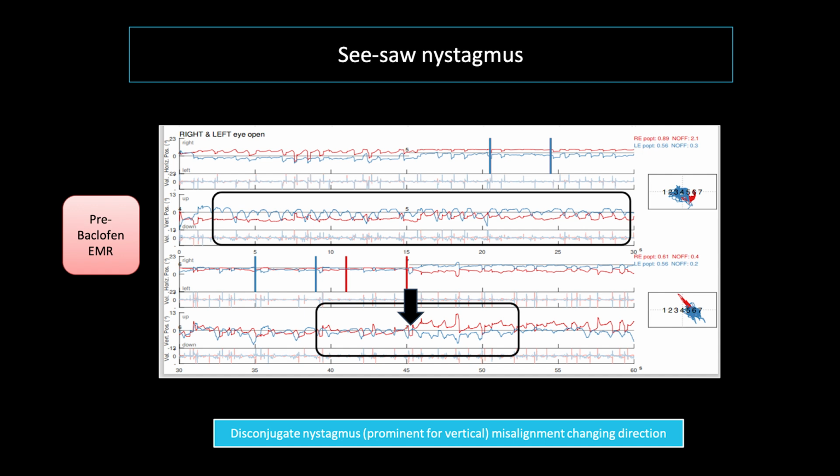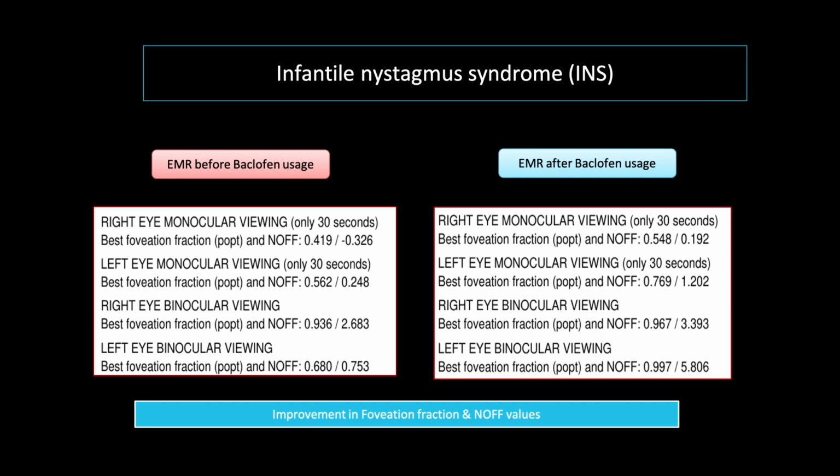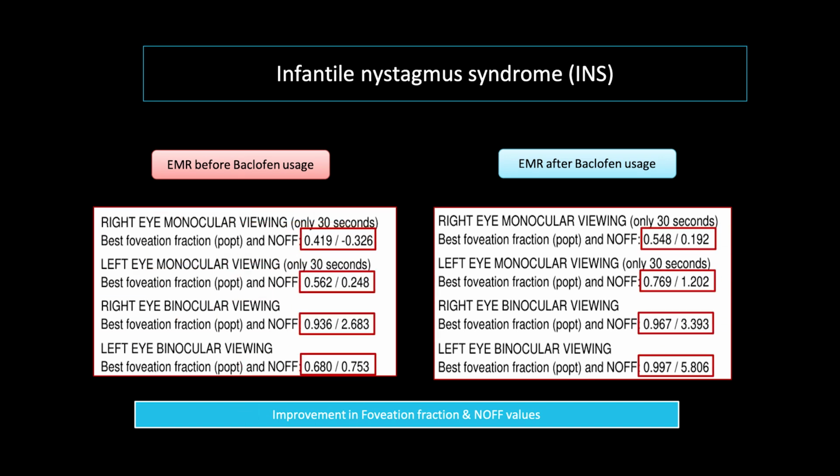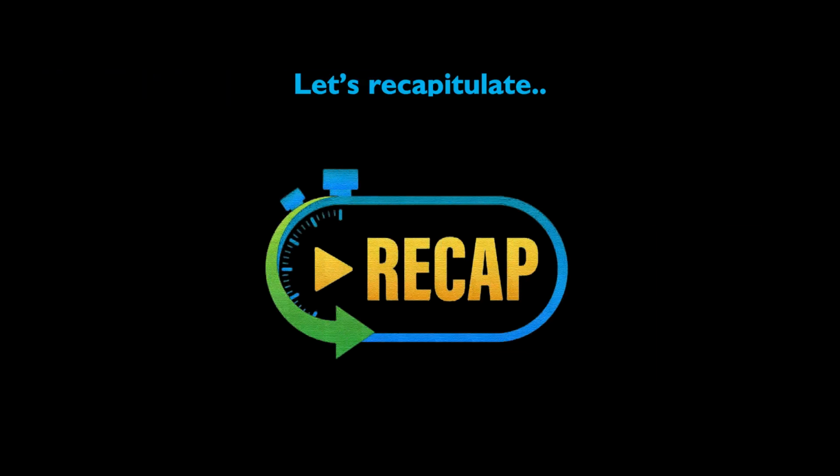He was started on tablet baclofen, which acts on proprioceptive feedback. Serial recording showed improvement of foveal fraction and NOF values. Patient also subjectively feels much improvement in his oscillopsia. So friends, what did we learn today?